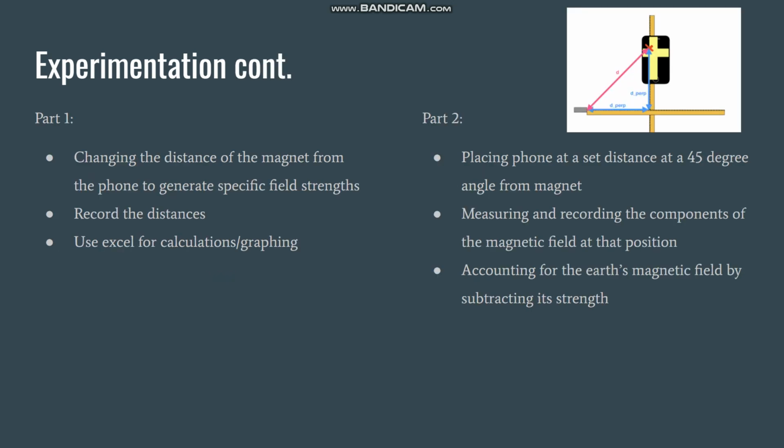Now that we move on to the experimenting, the first part of which is just changing the distance from a magnet to the phone and recording these distances that generate specific field strengths, plugging those into Excel. And then the second part consists of placing the phone at a set distance at a 45-degree off-axis angle, and then measuring the components of the magnetic field at that position. Of course, accounting for the Earth's magnetic field in the Y, now that we're just not doing on axis.